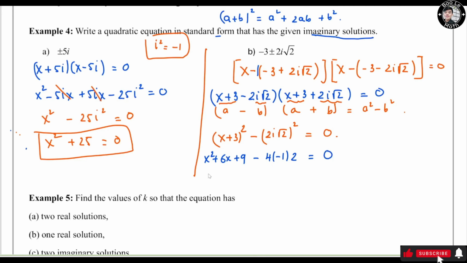Now we're going to simplify this one, so s squared plus 6s, negative 4 times negative 1 equals 4 times 2, it could be 8, plus 9, it could be 17, equals 0. This one is the final answer.